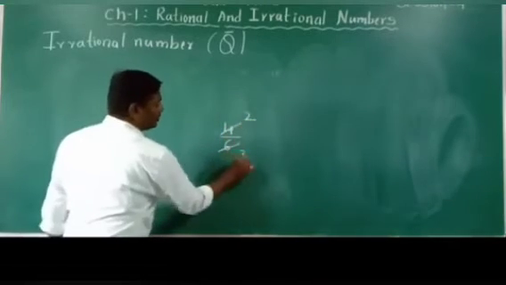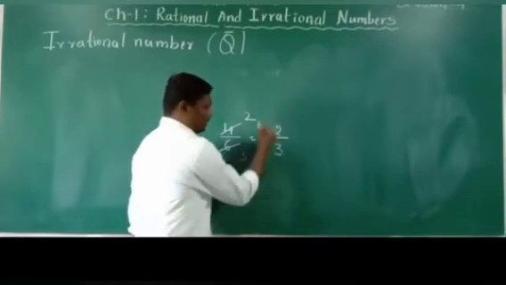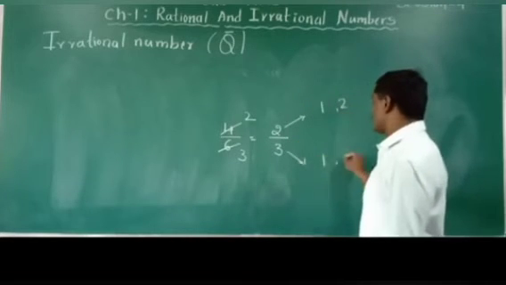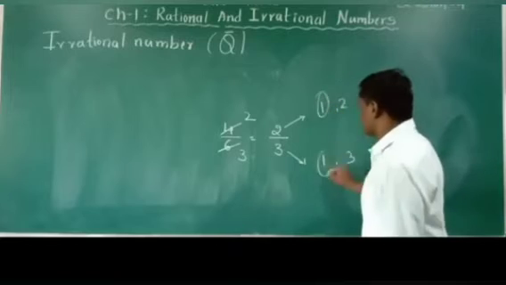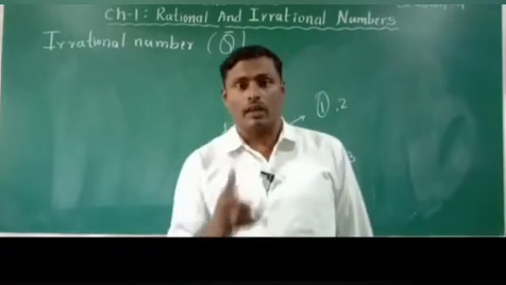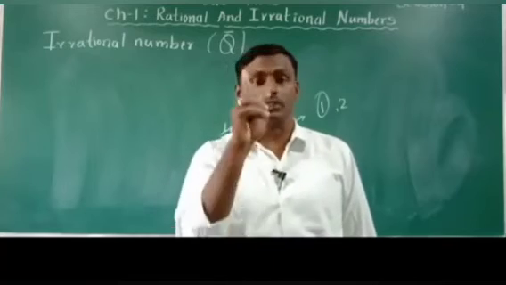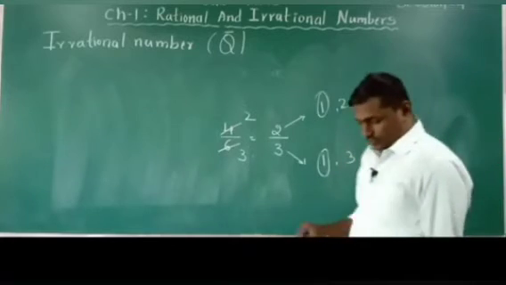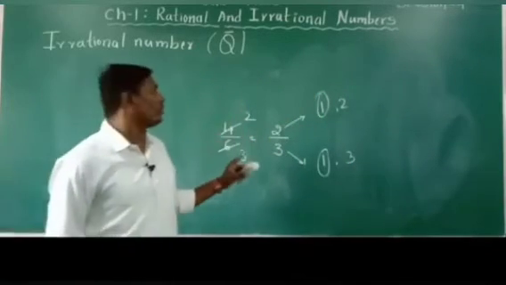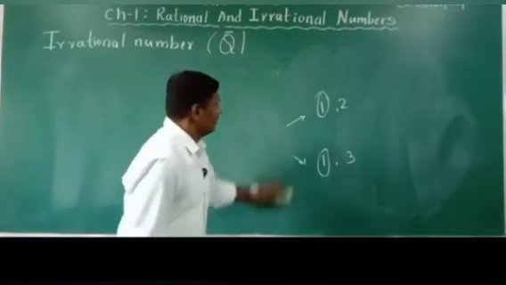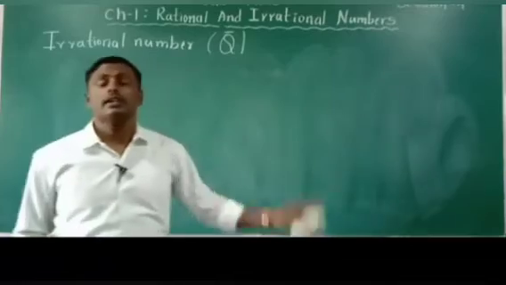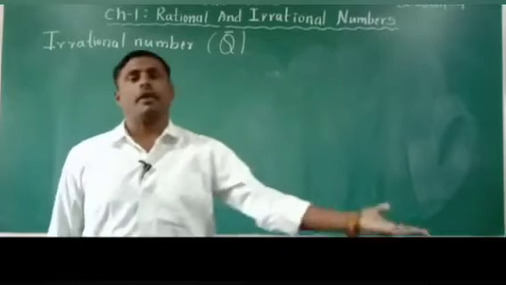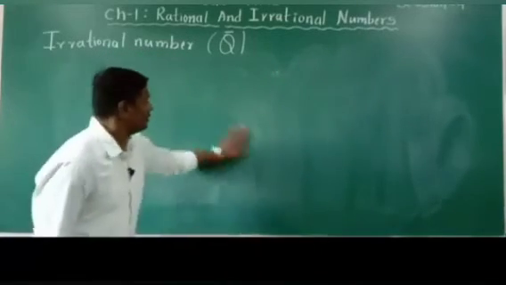2 2s are 4, 2 3s are 6, so it is 2 by 3. Now what are the factors of 2 and 3? Factors of 2 are 1 and 2. Factors of 3 are 1 and 3. Is there any common factor here? Yes, 1 is the common factor. So if any two numbers have 1 as the common factor, or the HCF of the two numbers is 1, then we call them co-prime numbers. So in a rational number, the numerator and denominator are co-prime numbers. In irrational numbers, these numbers are not co-primes. It means we have one more factor other than 1.